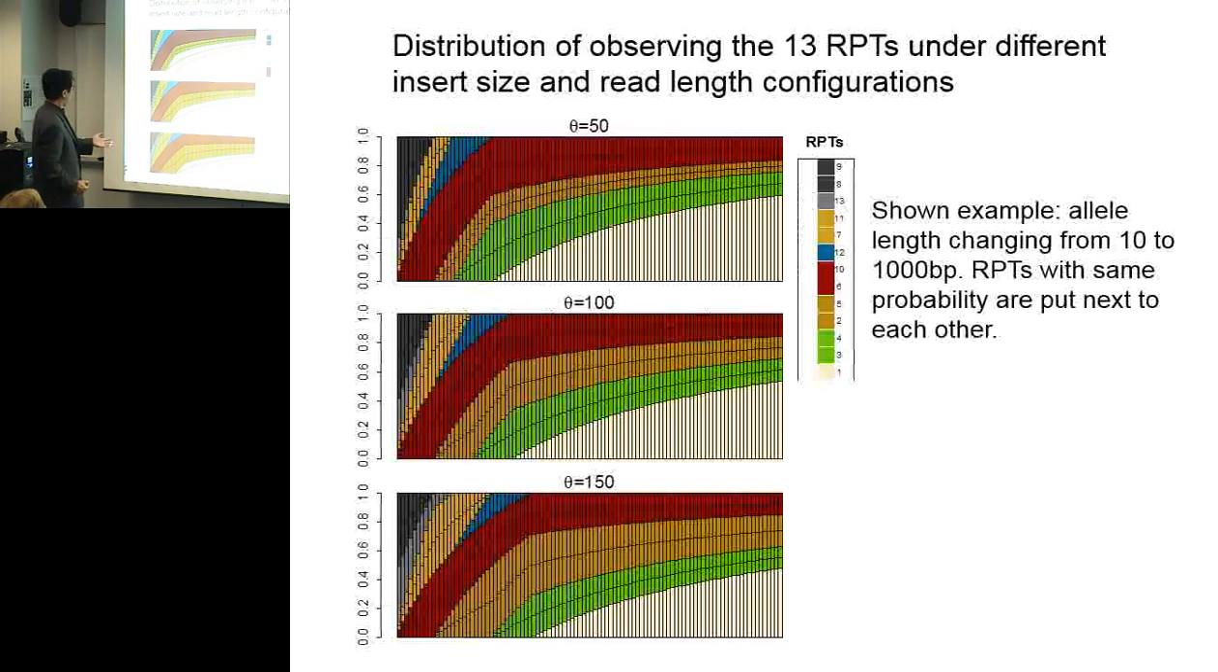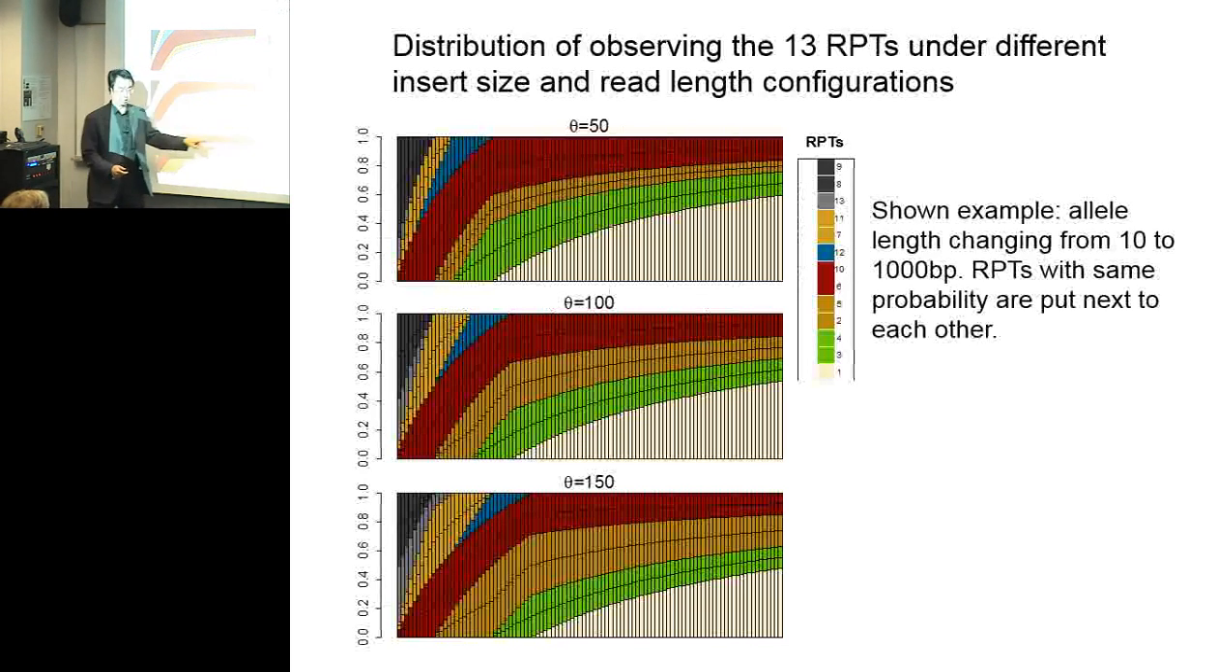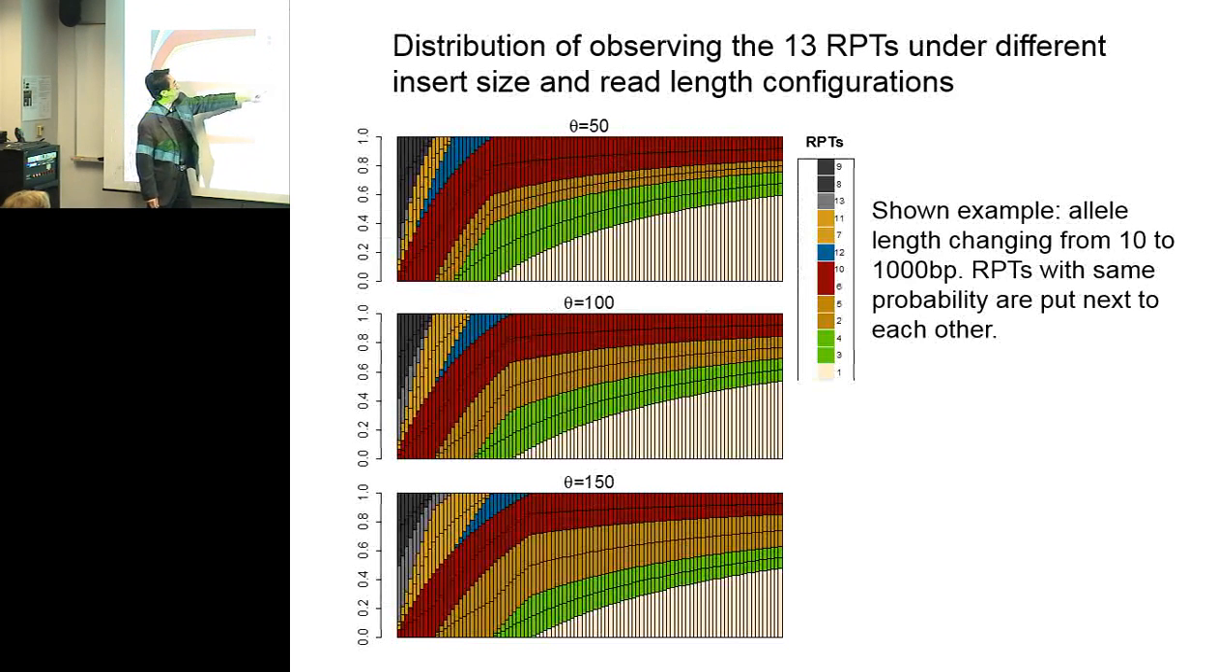So if your insert D is moving from very short to gradually longer and longer, you will initially have types 8 and 9, which are in the black bar. That's a relative proportion of the 13 colors. And then as you move longer and longer, you transition to where types 1, 3, 4 dominate. And this is just modeling one chromosome, right?